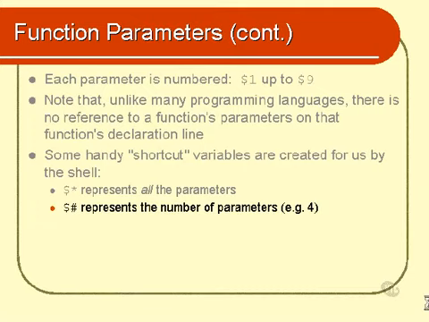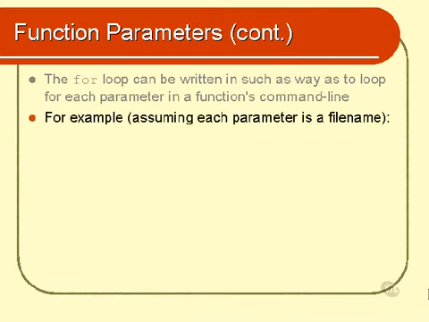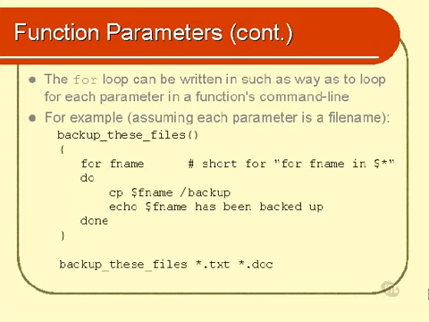And there's one final shortcut that's used with function parameters, which I'll now show you, and that is in conjunction with the for loop. It's useful to create a for loop that loops once through each parameter that the function receives on its command line. So the code looks like this. We have a function called backup these files, which we're going to assume takes several parameters on its command line, as you can see in the last line, where we're calling it with *.txt and *.doc.